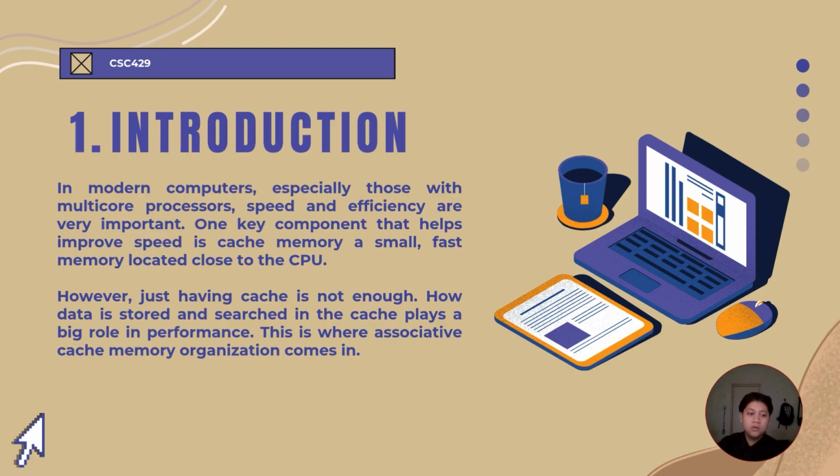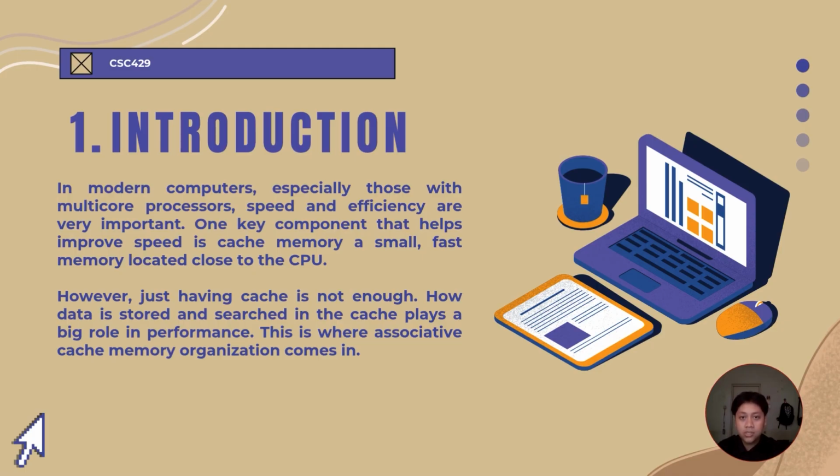So let's jump to the introduction. As the slide points out, in modern computing, especially with the multi-core processors that power everything from our laptops to massive data centers, speed and efficiency are paramount. To solve this problem, we use cache memory. As stated here, cache is a small, extremely fast and more expensive type of memory that is located very close to the CPU. Its entire purpose is to store copies of data from the most frequently used main memory locations.